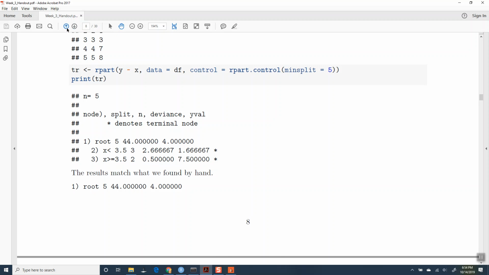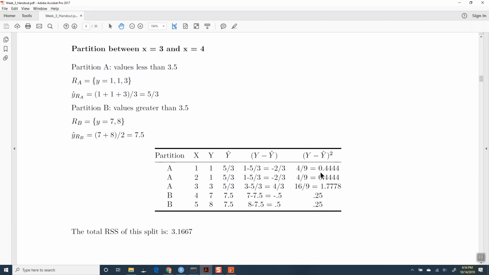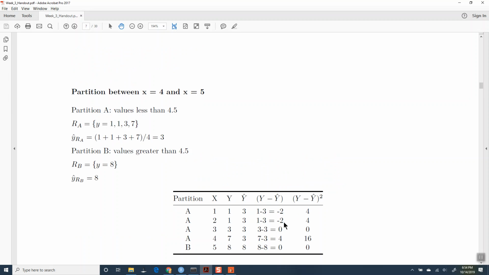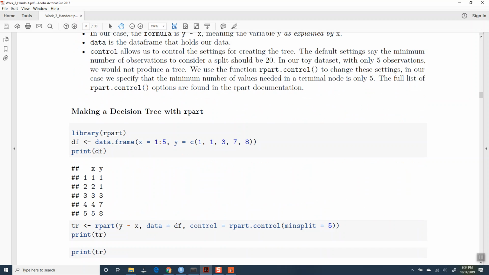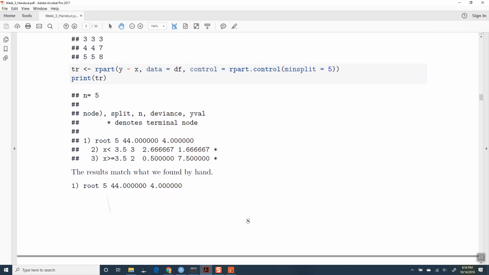The total deviation there, RSS, is going to be 0.5, and the y value prediction is 7.5. So this again is kind of the results that we got here, where if I add these up, I would get that 2.667 value. We can see that our prediction there is 1.66, and then the prediction over on the other node is 7.5. We have 2 observations, and the total deviation, if I added those up, would be 0.5. So this matches exactly what we got when we did it manually by hand.